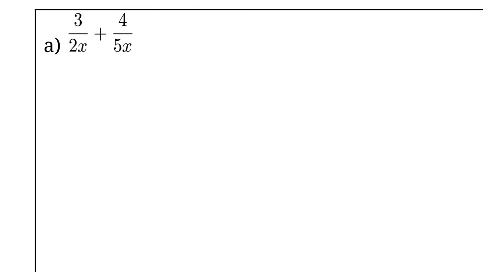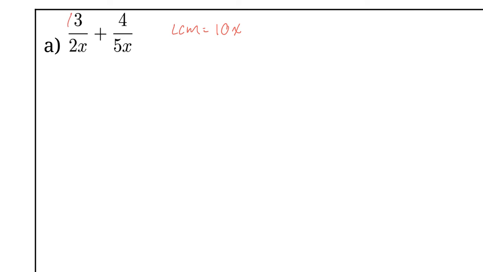So here's our next question. We have 3 over 2x plus 4 over 5x, and we need the lowest common multiple in our denominators. So there is an x in both denominators, but with a different coefficient. We have a 2 and a 5. So between 2 and 5, our lowest common multiple is 10. So actually in this question, our lowest common multiple is going to be 10x. Don't forget about the x.